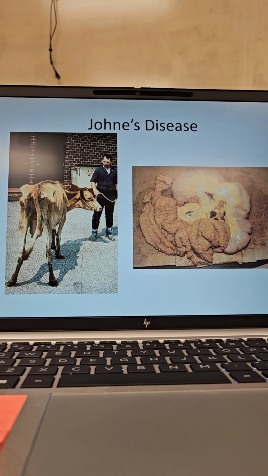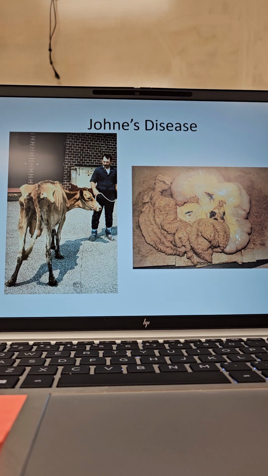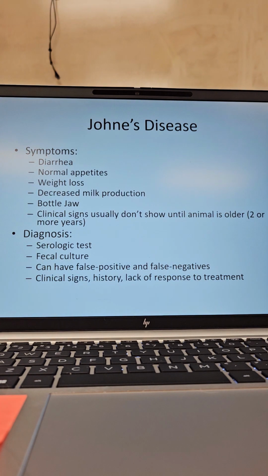You can see there, infected walls. You see the cow there. This is what happens. It's a wasting disease. They get thinner. Symptoms: diarrhea. They'll eat normally, but they will have weight loss because they can't absorb protein. Because of this, they will also have decreased milk production.